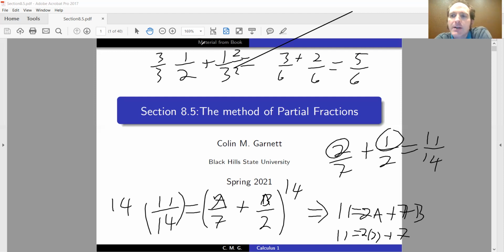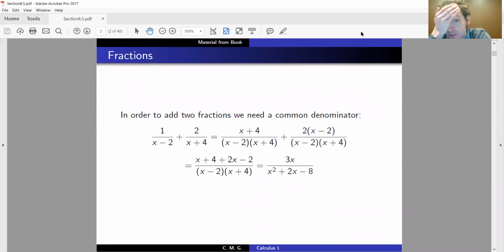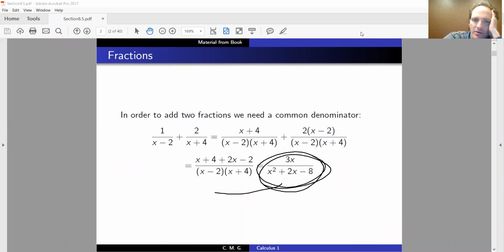Luckily for us, with rational expressions we've got a lot more information to go off of, so this solving is not just a guess and check perspective at the end. I want to talk very briefly about this rational expression: 3x over x squared plus 2x minus 8. I say that this is 1/(x minus 2) plus 2/(x plus 4). Then I find the common denominator, multiply them, get them all together, and I get 3x over x squared plus 2x minus 8. So now the question is how can I go backwards? If I give you this, how can you go backwards to this?